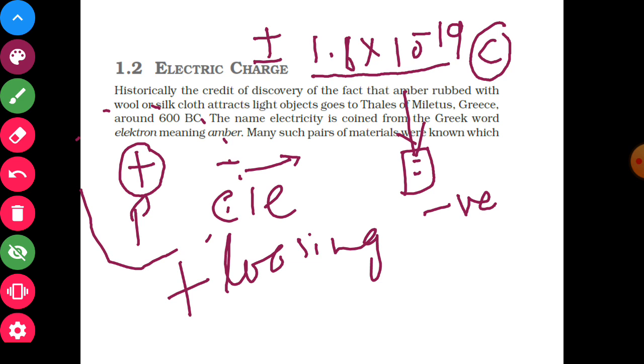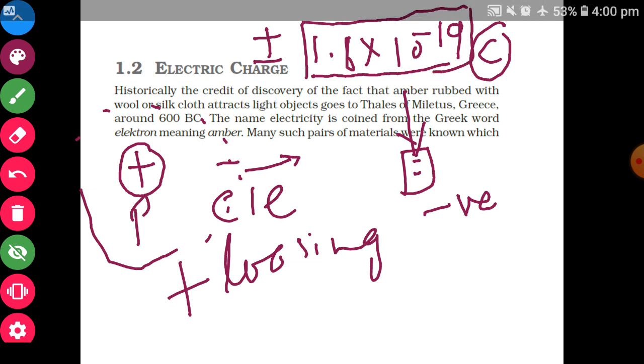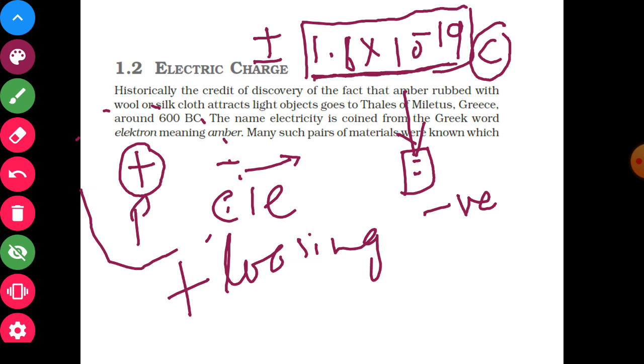Charge is an undefined term, it's a basic term. Like a point in your geometry, a point is an undefined term. Similarly, the term charge is also an undefined term. The value of charge is the same for both negative and positive, but the nature of the charge is different. These are our common understanding, and now we go according to our textbook.